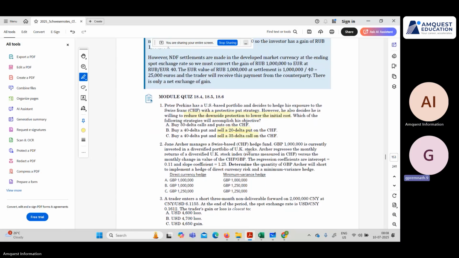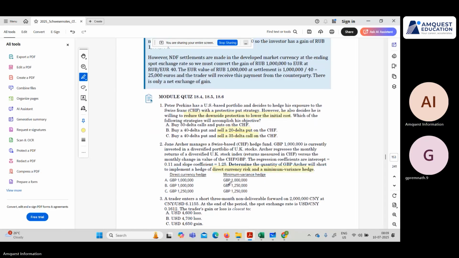Yeah, I'm not very clear on the answering. So let's just look at this. Jane manages a CHF hedge fund. The fund is currently invested in a diversified portfolio of GBP stocks. It regresses the monthly returns, and the regression coefficient is given. Determine the quantity of GBP Jane will short to implement a hedge of direct currency risk and a minimum variance hedge.